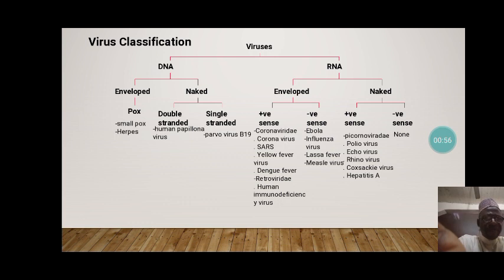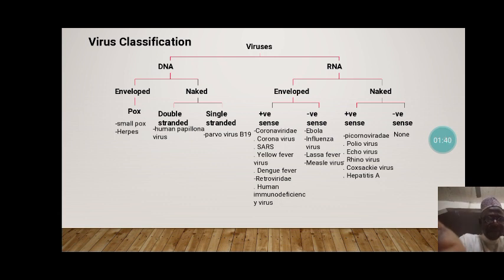There are so many classifications of viruses, but in this case, we succeeded in classifying viruses on the basis of their genetic materials. Viruses can be classified as either a DNA or an RNA virus. A DNA virus can also be sub-classified into enveloped or naked, depending on whether it has a capsid or not. The capsid virus is referred to as an envelope virus, whereas the non-capsid virus is referred to as the naked virus. Example of a DNA envelope virus is smallpox.